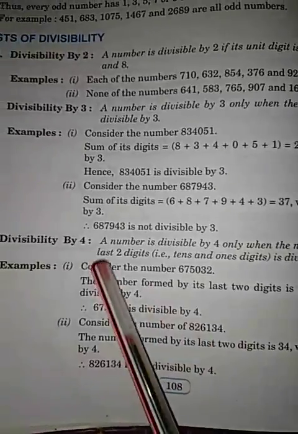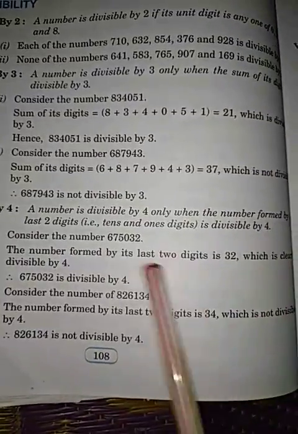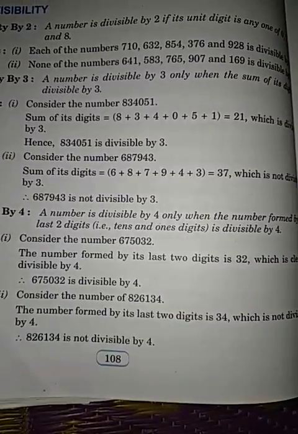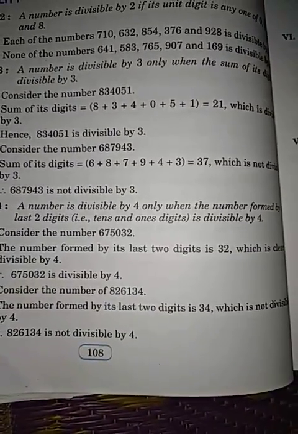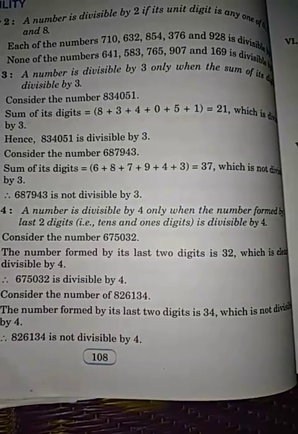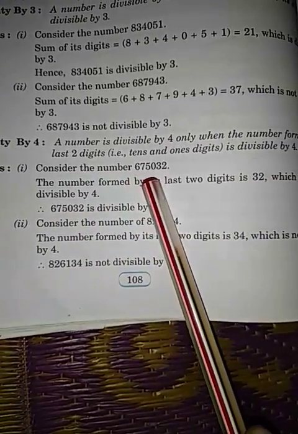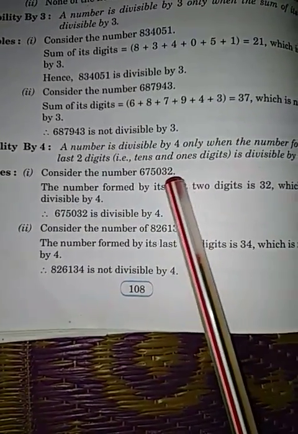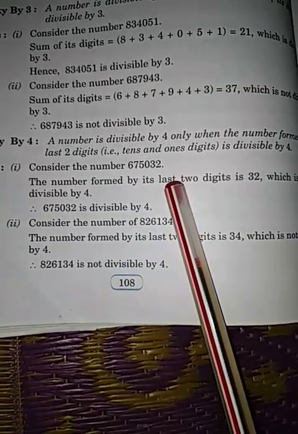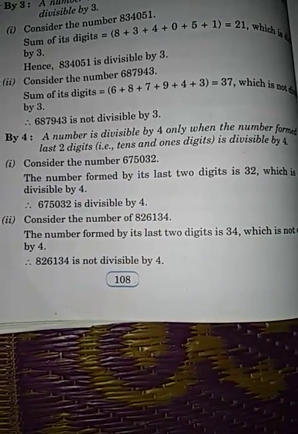Divisibility by 4. A number is divisible by 4 only when the number formed by the last two digits, that is the tens and units digit, is divisible by 4. For example, consider the number 6,70,032. The units and tens digits are 3 and 2. They form the number 32. 32 is divisible by 4. So 6,70,032 is divisible by 4.